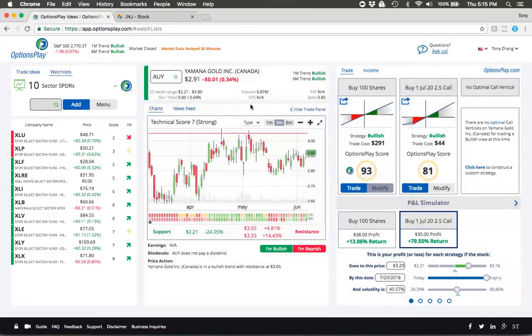So this is a Canadian stock. Is this the one where you're looking to sell puts on this? I don't remember. If you can let me know, I'm happy to take a look at this. As you can see, this is a strong stock.